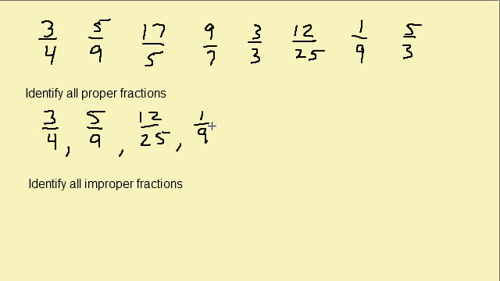Now let's identify all of the improper fractions. So we can see the first fraction where the numerator is greater than or equal to the denominator is 17 over 5. So here we have 17 over 5, and then 9 over 7, and then 3 over 3 because the numerator is equal to the denominator. Remember, improper is when the numerator is greater than or equal to. So this would be 3 over 3, and then we have 5 over 3.